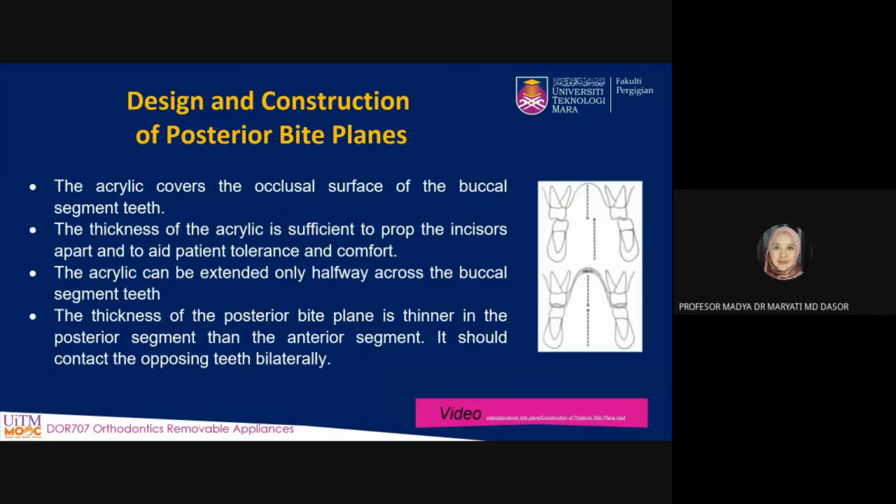Let's look at the design and construction of posterior biplanes. This design of posterior biplane begins with the acrylic covering the occlusal surface of the buccal segment of the teeth. The thickness of the acrylic is sufficient to prop the incisors apart and to aid patient tolerance and comfort. The acrylic can be extended only halfway across the buccal segment of the teeth. Another thing, the thickness of the posterior biplane is thinner in the posterior segment than the anterior segment. It should contact the opposing teeth bilaterally.